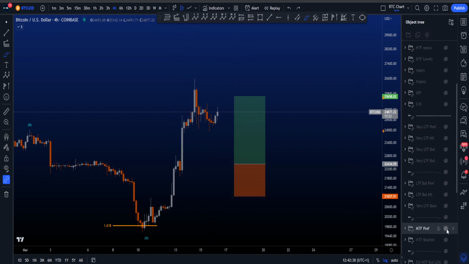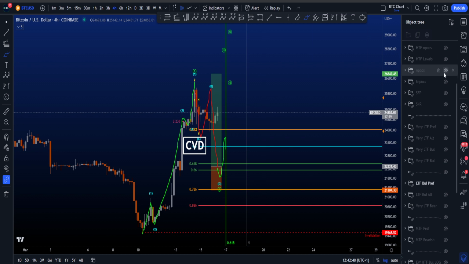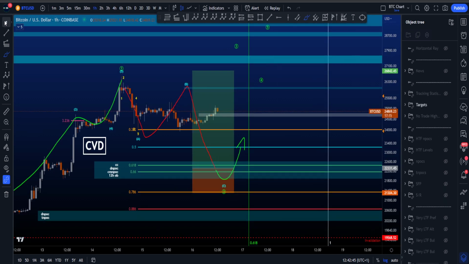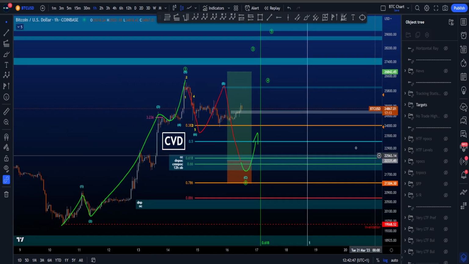beside other confluences that I have and will show you on the lower time frame right now, because now we go to the lower time frame and I'll toggle on my target boxes as well. Now this is my preferred scenario on the low time frame.